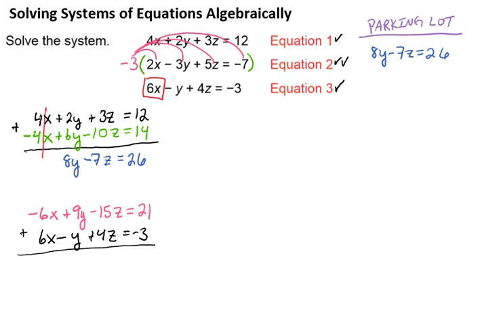When I do that, my x's will cancel out just like we wanted them to. And I'm going to have 9y plus a -y, which is going to give me an 8y. And then -15 plus 4 is going to give me a -11z. Oh, my mistake.